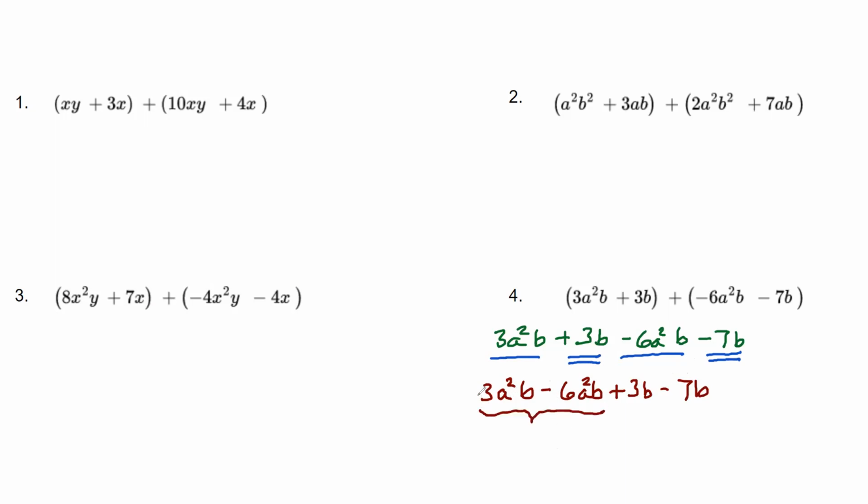But in this case, we have 3 minus 6. So the difference in this problem is that we actually end up with a negative number of a squared b's, which is okay, that happens. And likewise here, we have 3b minus 7b. We're going to end up with a negative number of b's. 3 minus 7 is negative 4, minus 4b. That's the answer to that question.